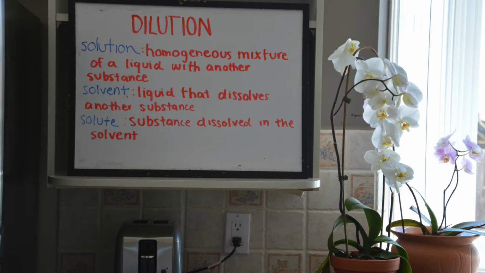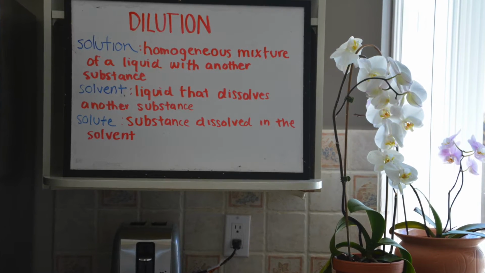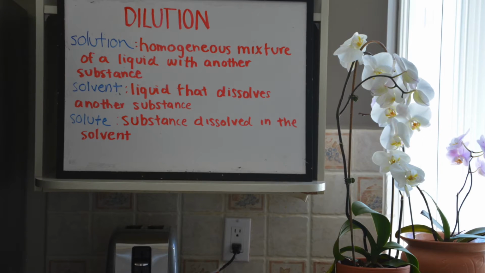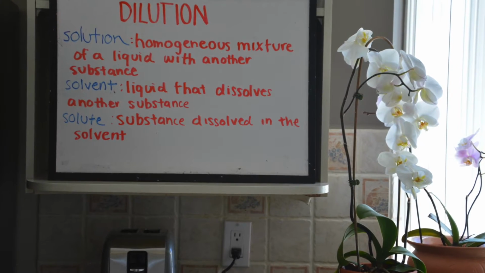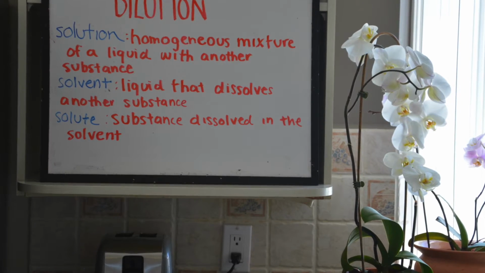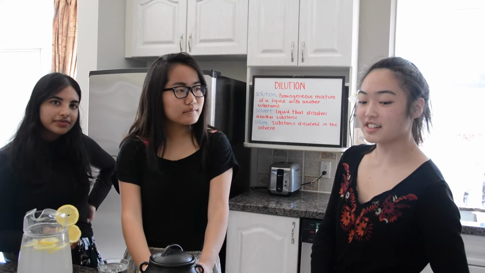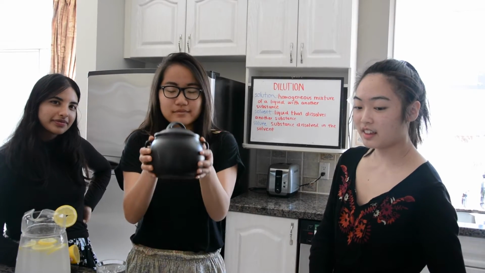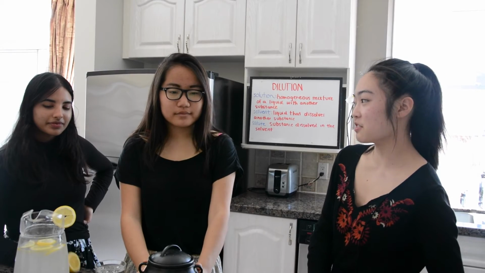All right, so what do we actually know about lemonade? Well, we know that lemonade is a solution, which is a homogeneous or uniform mixture of a liquid with another substance. The solvent, which is the liquid that dissolves another substance to form a solution, would be water. The solute, which is the substance that's dissolved in the solvent, would be both the lemon and the sugar. Since our lemonade's too sweet, we would need to add more lemon water to dilute this.